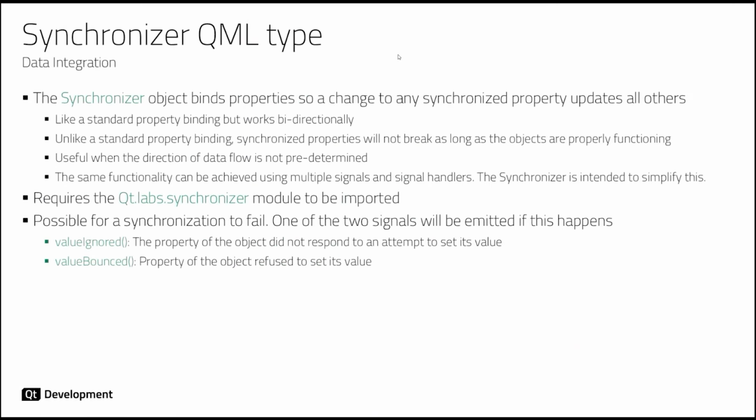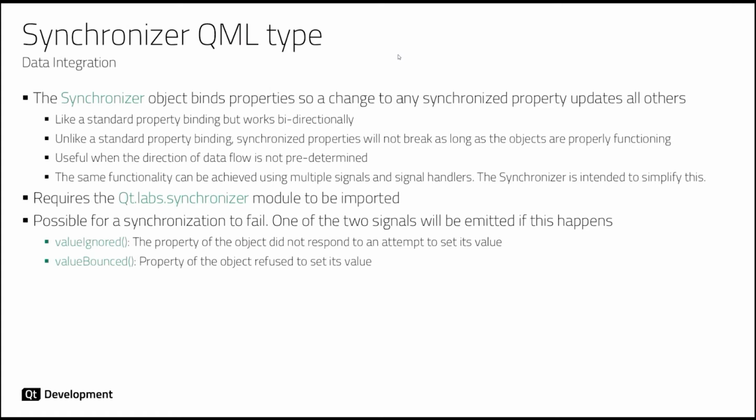All right, so now moving on to our final topic in data integration, which is the synchronizer. So the synchronizer object binds properties, so a change to any synchronized property will update all other properties. Unlike a standard property binding, the synchronizer works bidirectionally as opposed to working in a single direction.